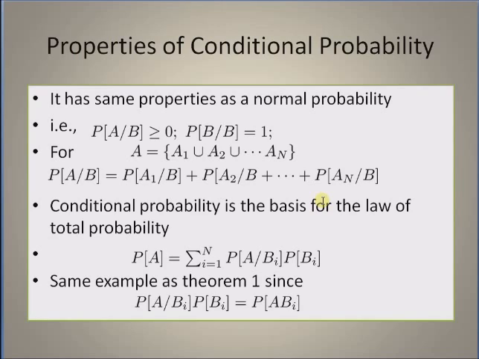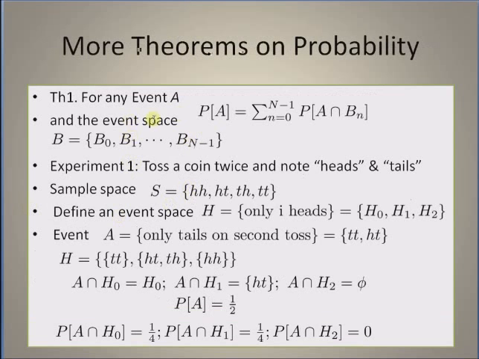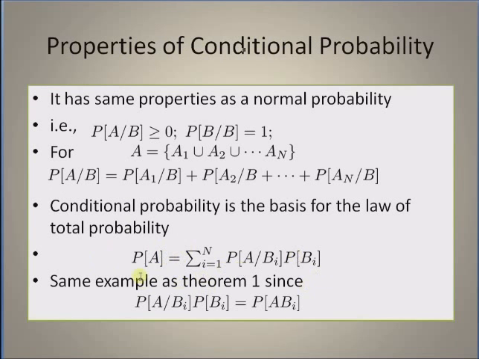And the next important result, built on the fundamental idea of conditional probability, is the law of total probability. This law is very useful when we want to understand Bayes rule. So this probability of A, which is also known as evidence, is equal to the sum of the products of the conditional probability of A given Bi multiplied by the probability of Bi, that is the marginal probability of Bi. Next, the example discussed for theorem 1, that is on this slide, is also applicable for this law of total probability.